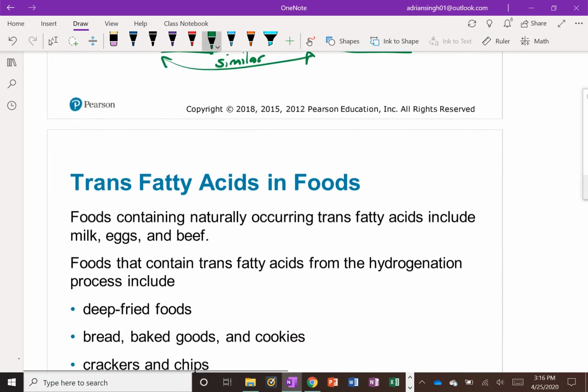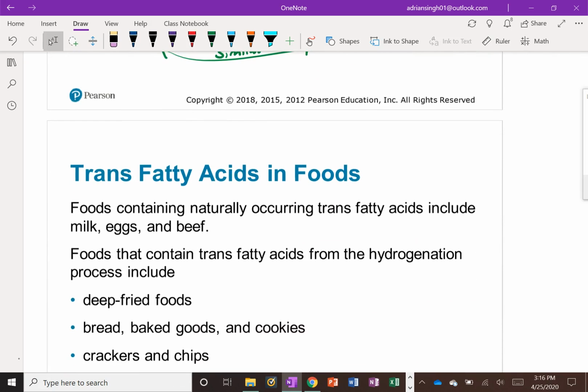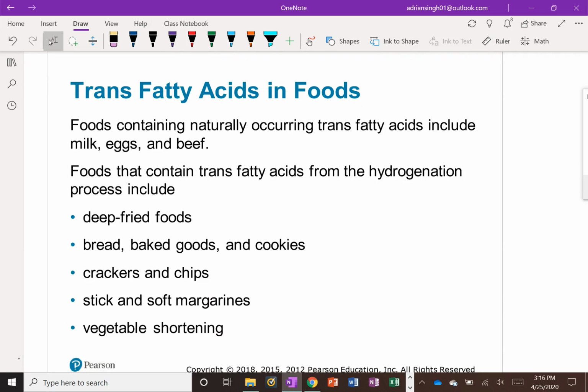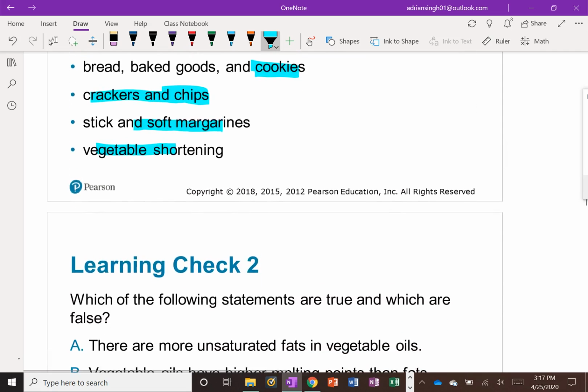So foods that naturally contain trans fats include your milk, eggs, and beef. But foods that contain trans fatty acids from the result of hydrogenation include things like your vegetable shortening, your soft margarines, crackers, potato chips, etc., cookies, and deep fried foods. Right, so these have trans fats that result from that hydrogenation process.